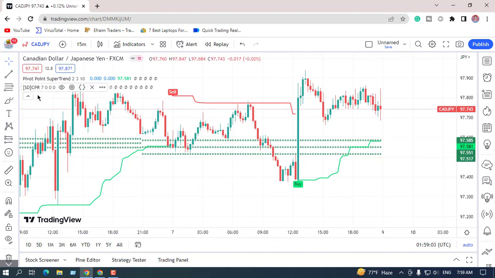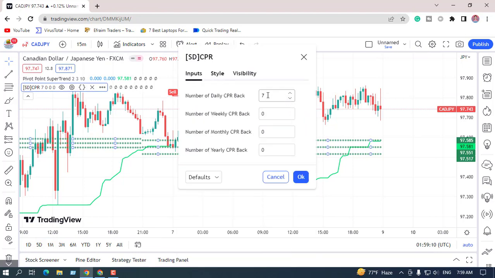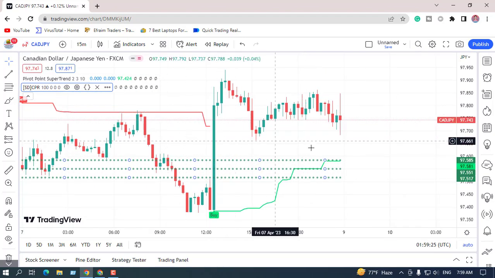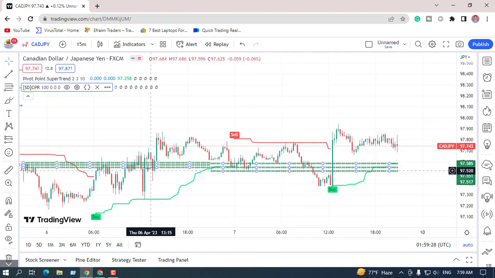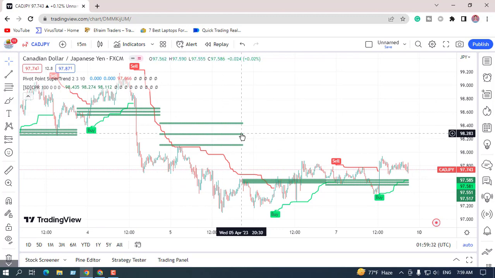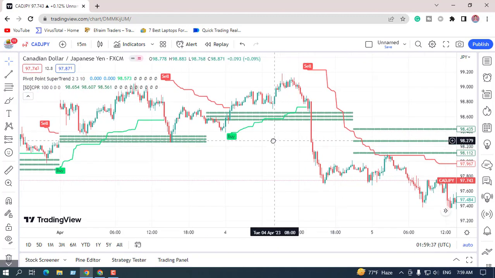Okay, you can change the settings, here are the settings. Okay, the style is here, and here is 100. Okay, and as you can see, more sell signals.